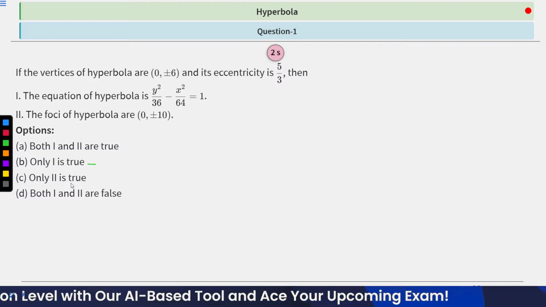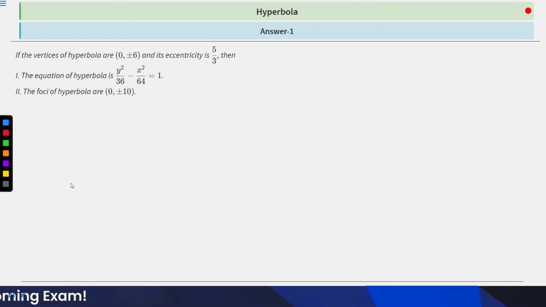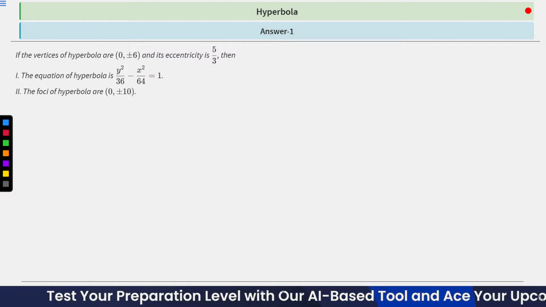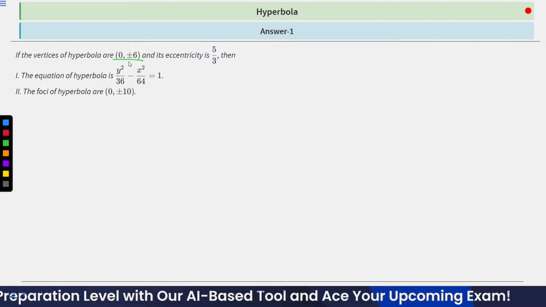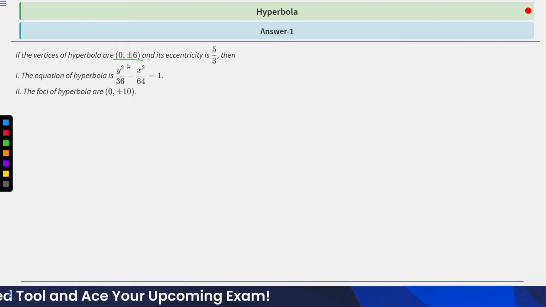Let's see. As your time's up, let's see the solution and its correct option. Let me once again decode the question for you. If the vertices of the hyperbola are given as 0, plus minus 6, this means the transverse axis of the hyperbola will be on the y-axis.